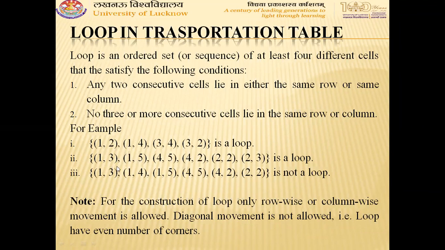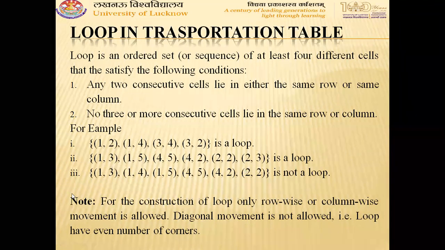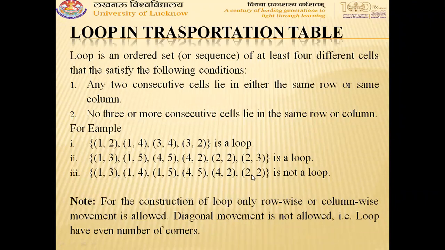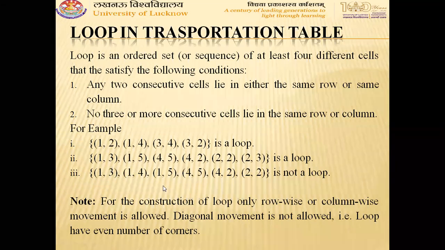In the same manner, 1,3, 1,5, 4,5, 4,2, 2,2 and 2,3 also form a loop. Whereas 1,3, 1,4, 1,5, 4,5, 4,2 and 2,2 do not form a loop, as there are three cells 1,3, 1,4 and 1,5 in the same row. There should not be more than two cells in the same row or same column. So here three cells are in the same row, therefore it is not a loop.